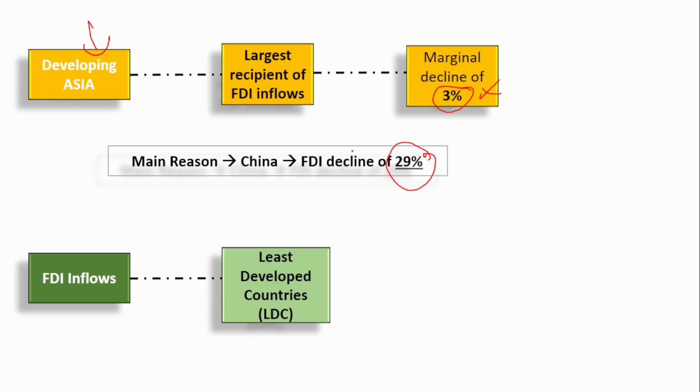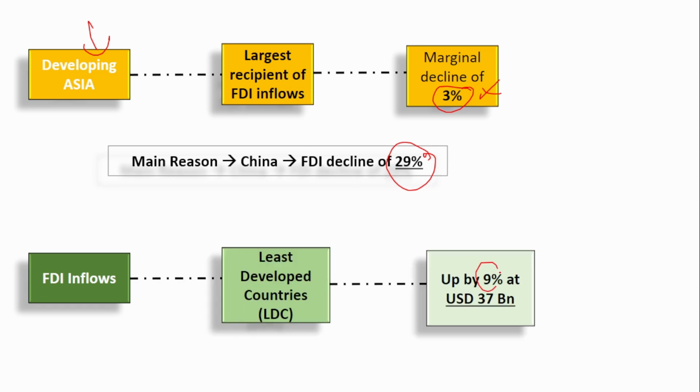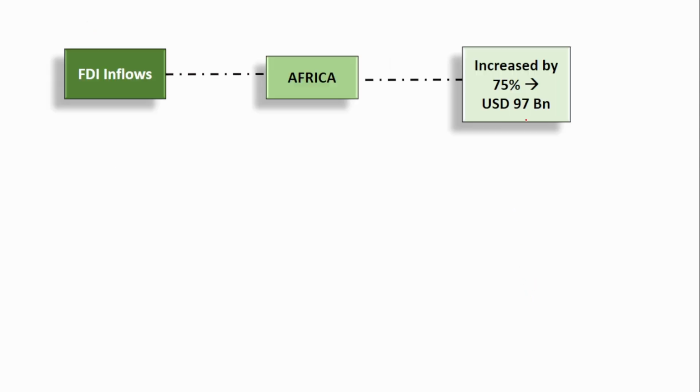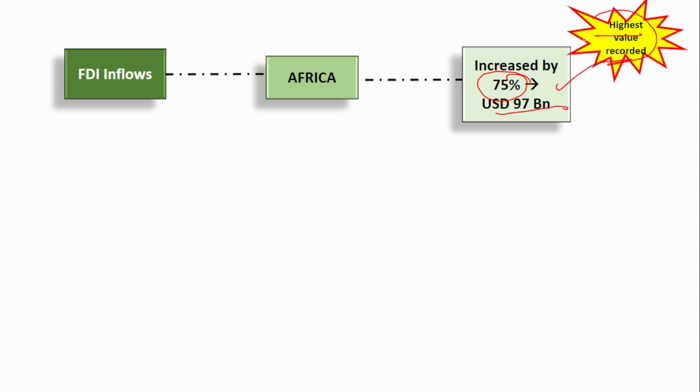Next, FDI inflows in the least development countries, that is LDC, if you see, it has also increased by 9% at $37 billion. Next, FDI inflows in Africa, if you see, that has increased hugely by 75%. Okay, it is a very huge increase. Compared to the previous year, it has increased by 75% to $97 billion. This is the highest value ever recorded in Africa.